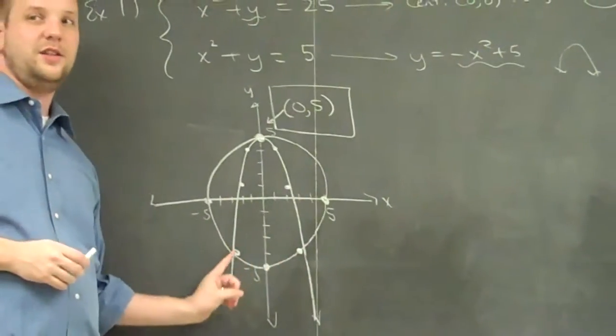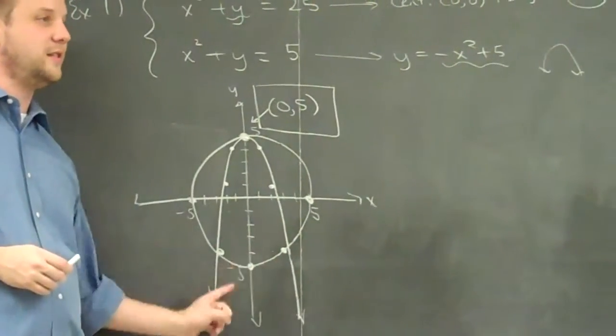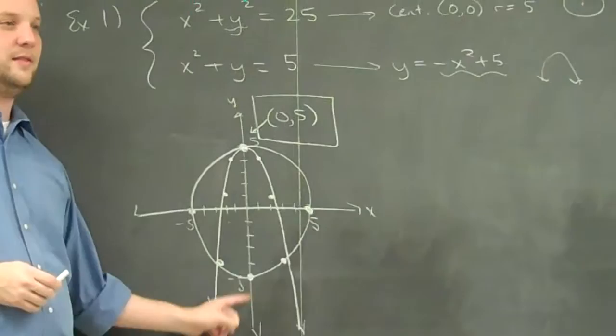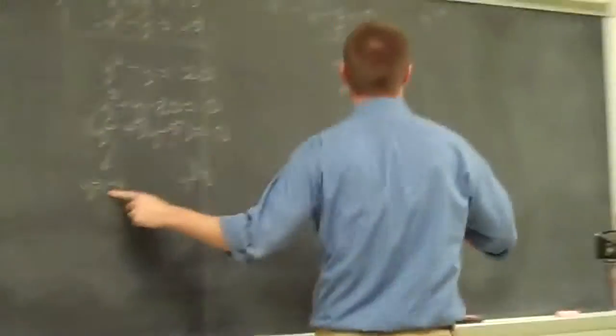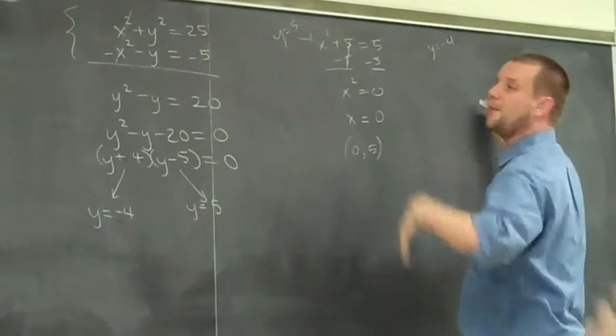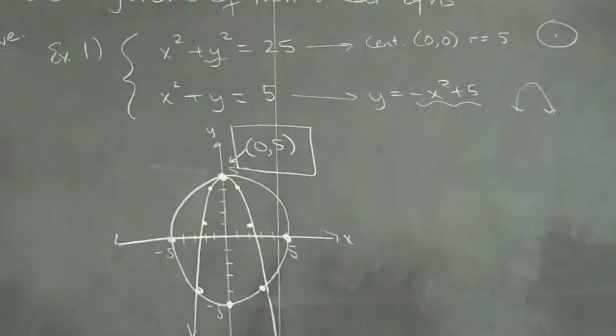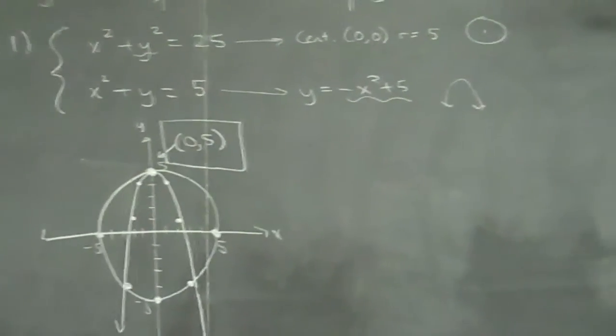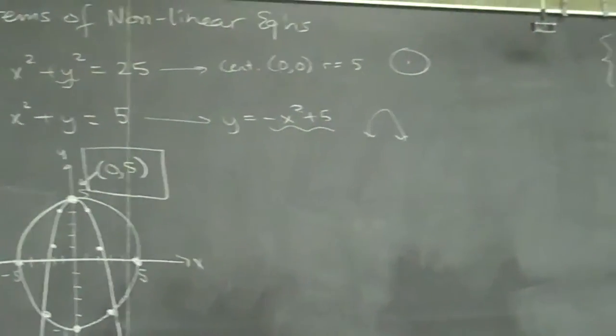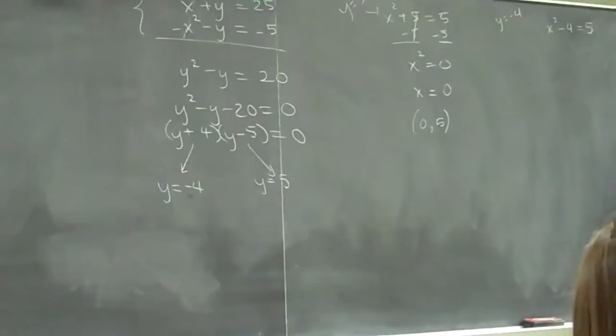x, I should expect to get two values for x, right? So let's do it. If I plug in the -4 to, again, the bottom equation, x squared minus 4 equals 5. So talk me through the steps of solving that equation. Subtract 5 over.